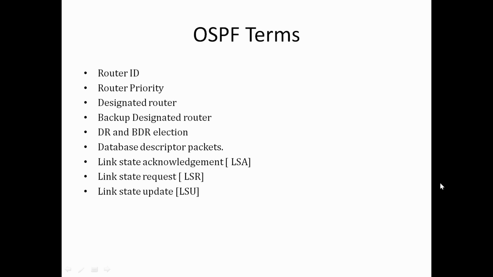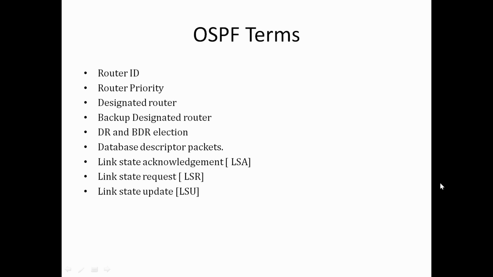And the next is the DR, which we call the designated router, which is required in broadcast multi-access networks. And we'll be seeing the OSPF networks in the next session. This DR is needed for OSPF to reduce the large number of adjacencies and LSA flooding in a multi-access network. And the BDR is the backup designated router. When the DR fails, the BDR takes the role of DR.